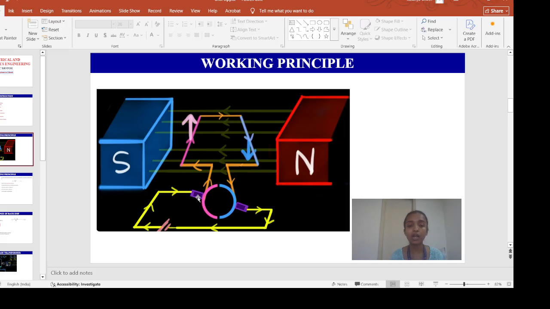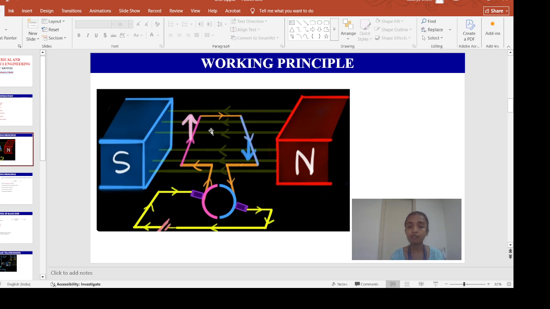Okay, same thing will happen here. Now if you connect this through a battery, the current will start flowing this way. It will come to the brush through the commutator, enter the armature, flow through the armature, and then come out this way. So it will form a closed circuit.